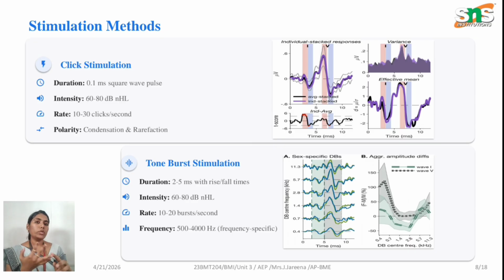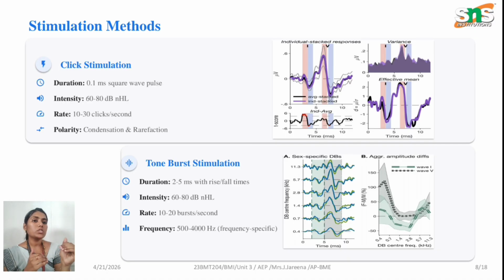And we have two types of stimulation methods: one is click stimulation, and the other is tone burst stimulation. The click stimulation has condensation or rarefaction polarity, with intensity in the range of 60 to 80 that we can give. It is very short and can be repeated over a period of time. It is the commonly used one.